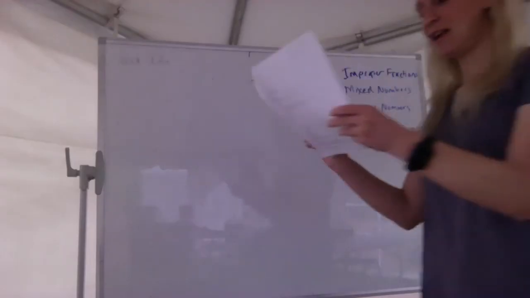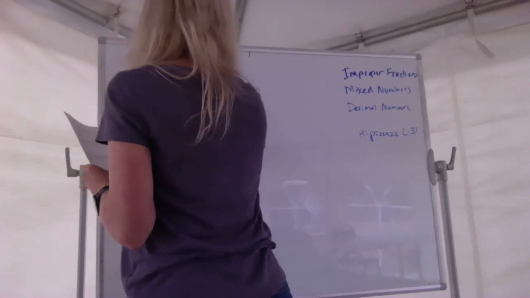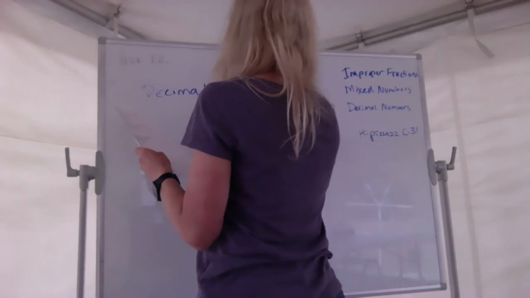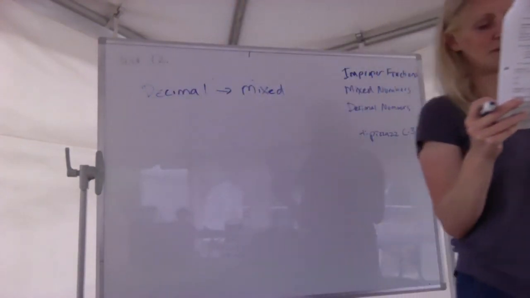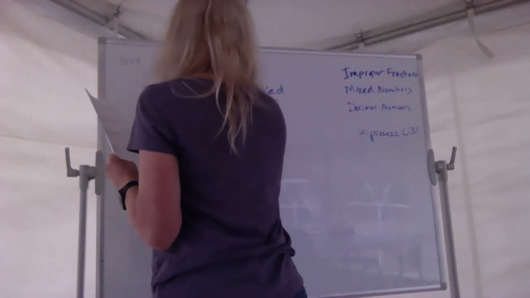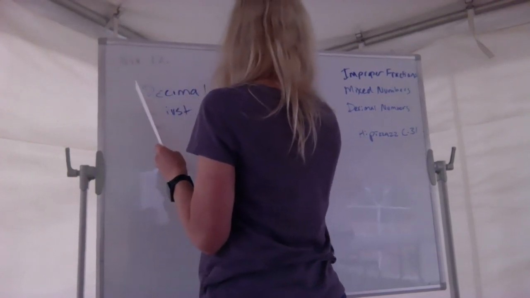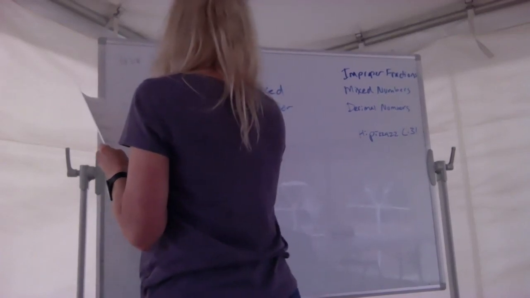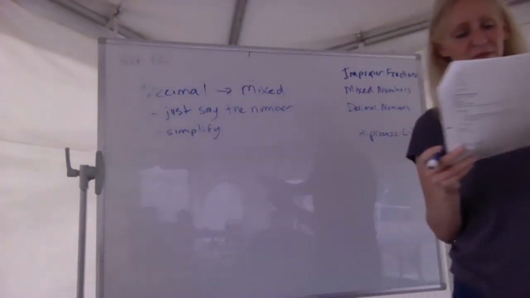Okay, all right, last thing, decimal to mixed number. So we've done a bunch of our different combinations. So now we want to do decimal to mixed number. So the steps: we're just going to say the number, and then we want to simplify if possible. So say the number and simplify.